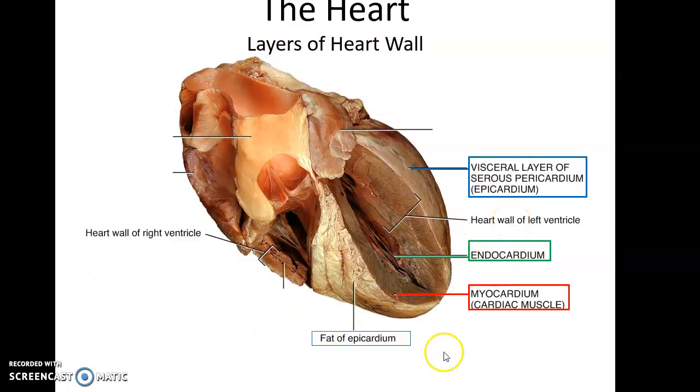Here's a view of an actual heart with thin epicardium. Here, the epicardium is a little thicker because you've got the fatty tissue, the very thick myocardium, and then the very thin endocardium lining the inside of the heart.